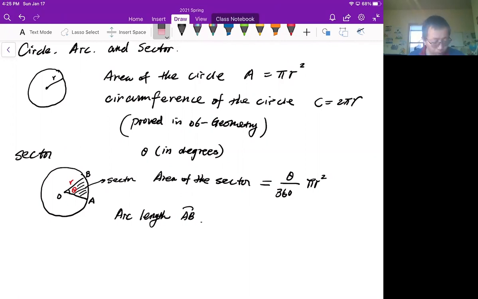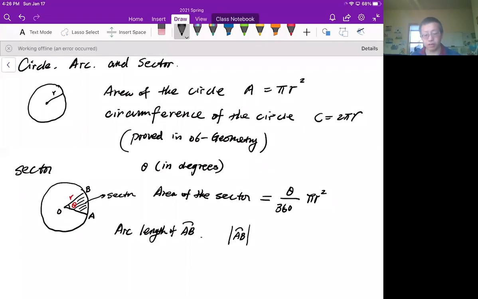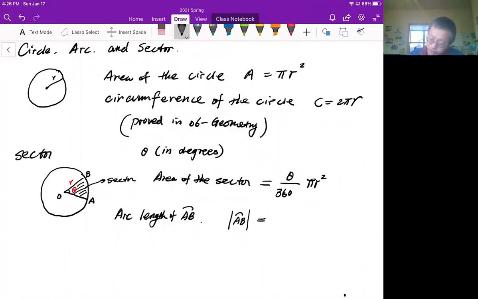the AB. So I'm going to use the AB with the 2 bars on top like that, which means the arc length of that. So first of all, we have 2 pi r. 2 pi r is just the circumference of that circle. And again, I'm going to divide that by 360 and multiply by theta.